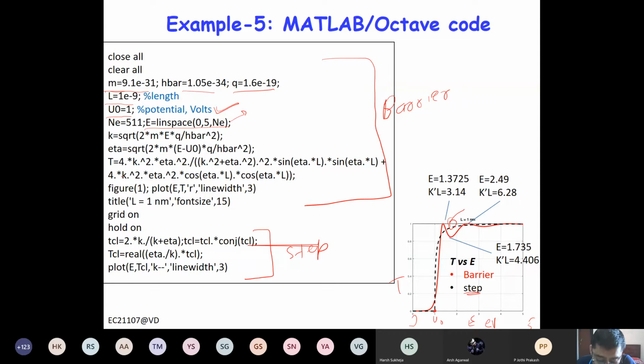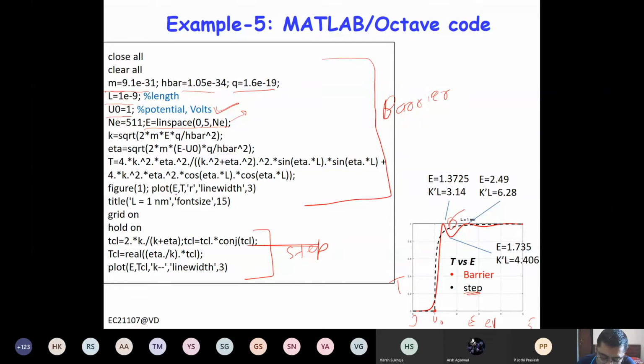Okay, good. So now we have obtained K and K prime. K prime is eta. Now T is, we have to take that expression: 4k² K′² by (K² plus K′²) whole squared sine² (K′L) plus 4k² K′² cosine² (K′L). And then you plot basically transmission versus energy.